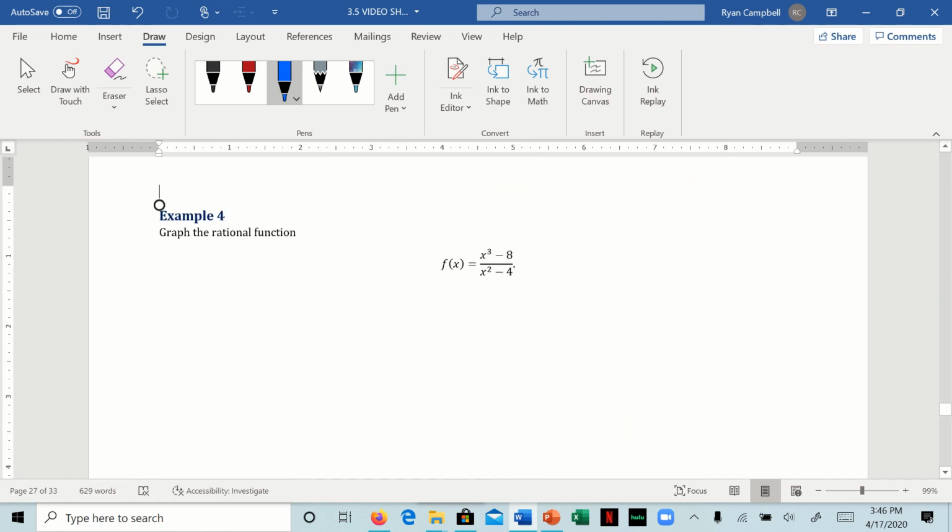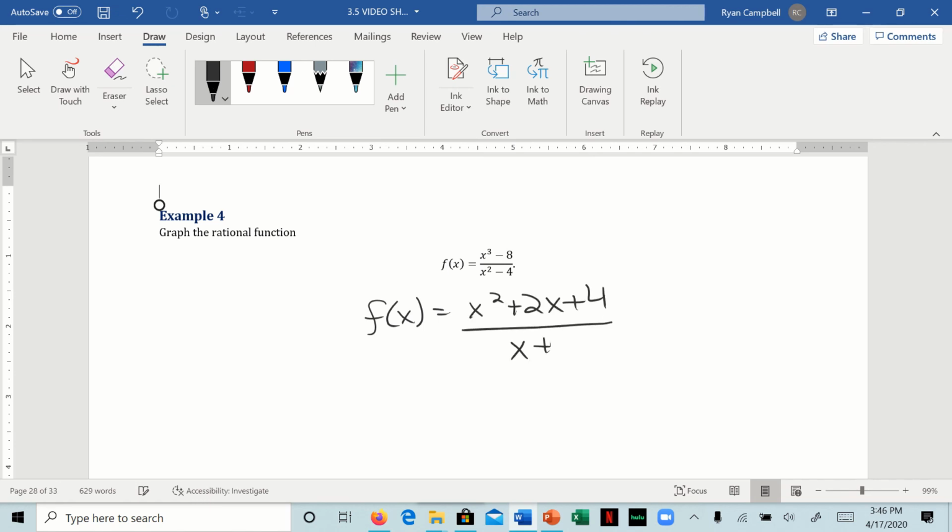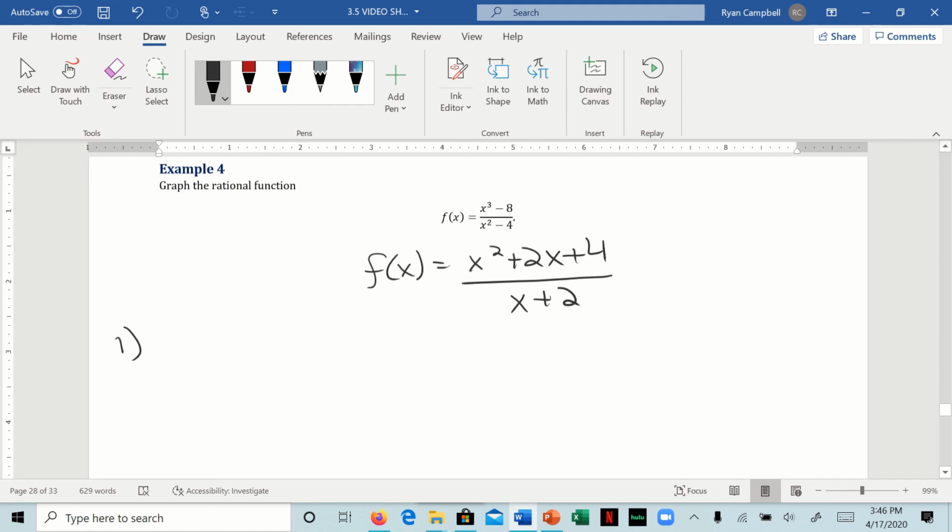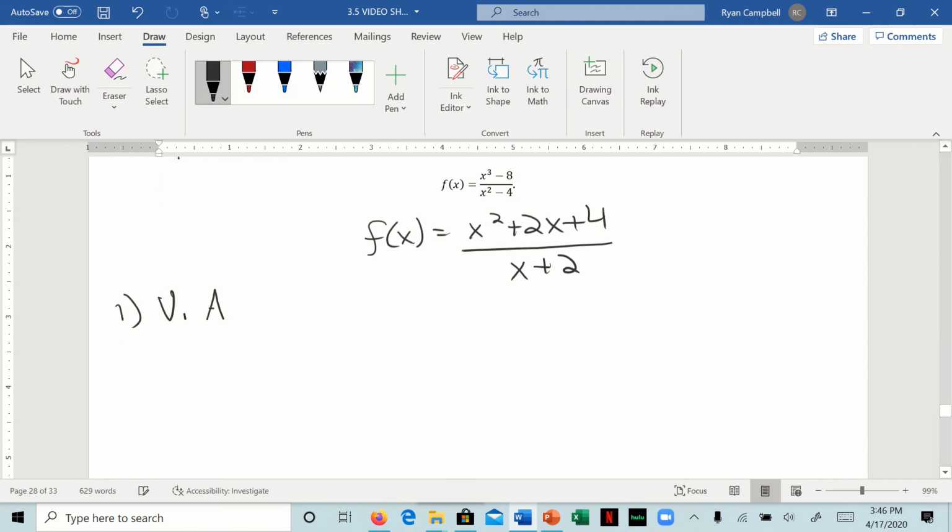All right, last one. So we said that we could simplify this down to f of x equals x squared plus 2x plus 4 over x plus 2. So we said that, number one, vertical asymptote was at x equals -2. Hole was at 2, 3.